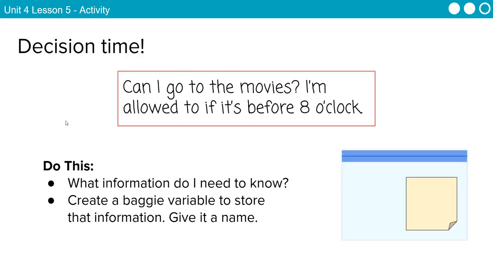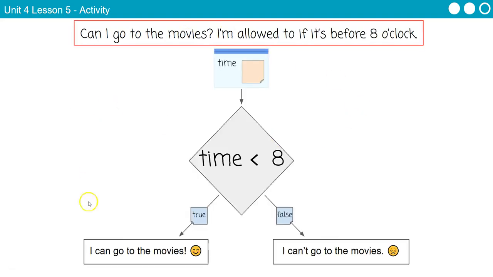This is how we can start making some decisions in our app. Let's say we're going to ask the question, can I go to the movies? And we're going to say, I'm allowed to go to the movies if it's before 8 o'clock. What you're going to start seeing is this flow chart. The question is what time is it, because if it's before 8 o'clock, I can go. If it's not before 8 o'clock, I cannot go.